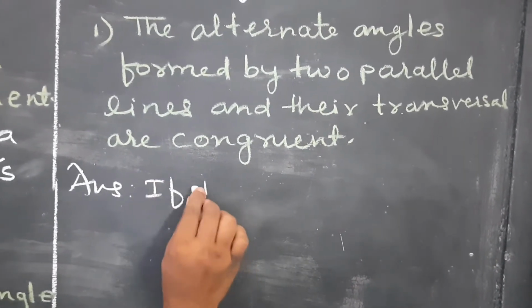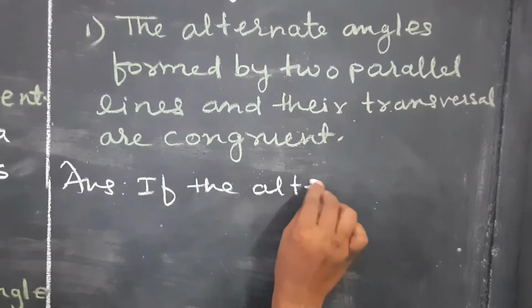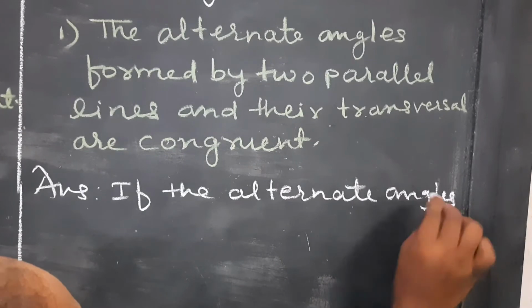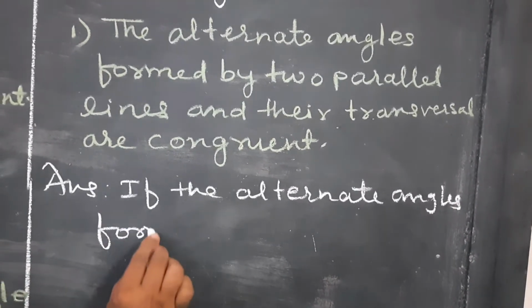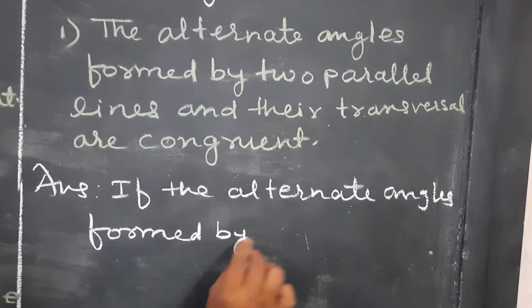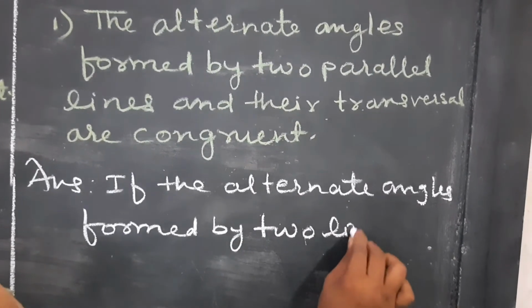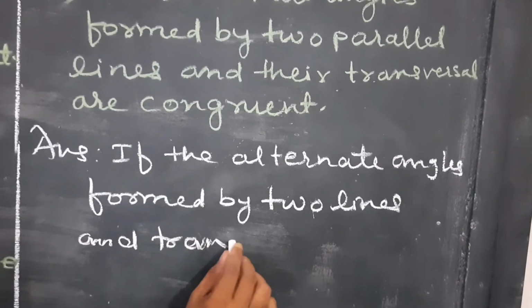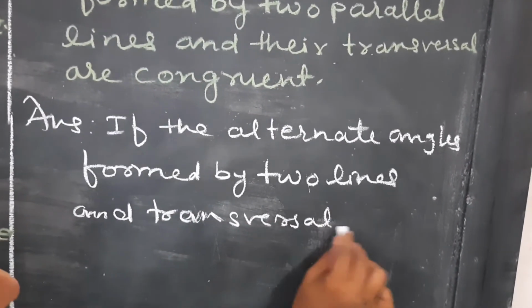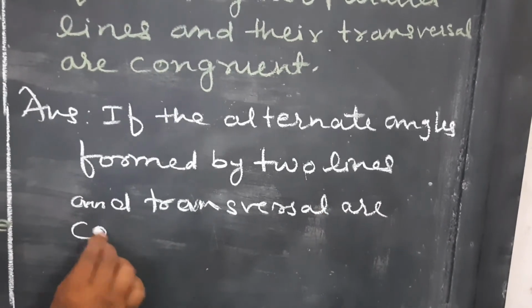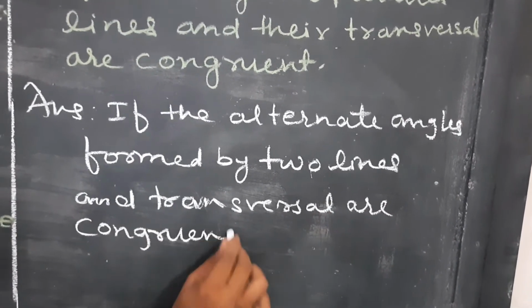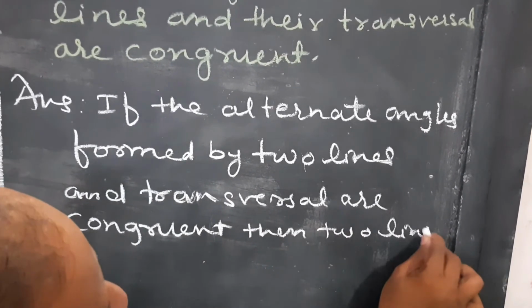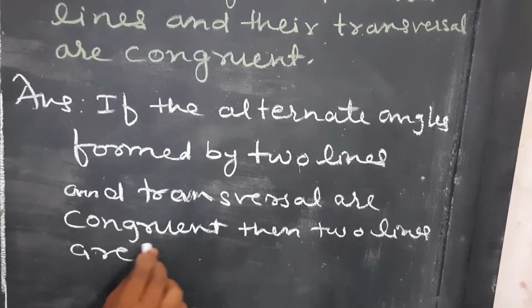If the alternate angles formed by two lines and their transversal are congruent, then the two lines are parallel.